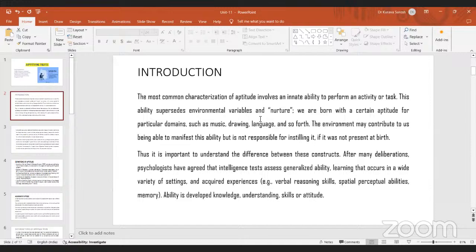Thus, it is important to understand the difference between the constructs. Many psychologists have developed intelligence tests that assess generalized learning ability that occurs in a wide variety of settings, such as acquired expressions. Examples are verbal reasoning skill, spatial perception ability, memory, and the development of knowledge, understanding, skills, and attitudes.